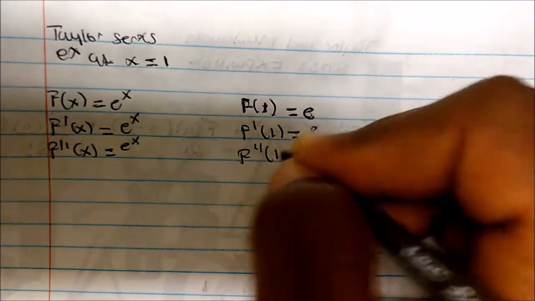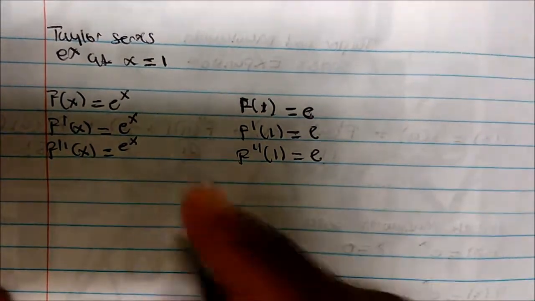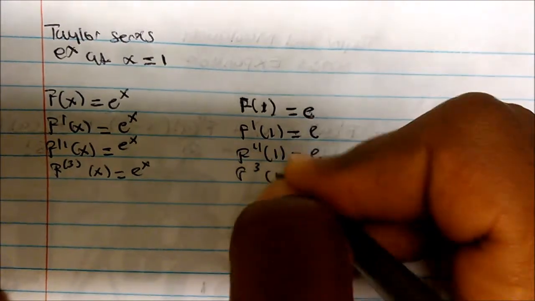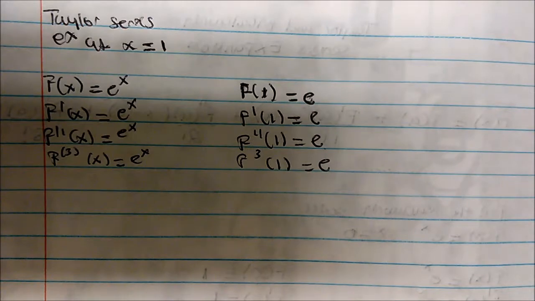f double prime of x, again, same thing, e to the x. f double prime of 1 happens to be e. And so you can see if I go to the third derivative, let's do it. f triple prime of x happens to be e to the x. f triple prime of 1 happens to be e. So you can see that this is going on and on.